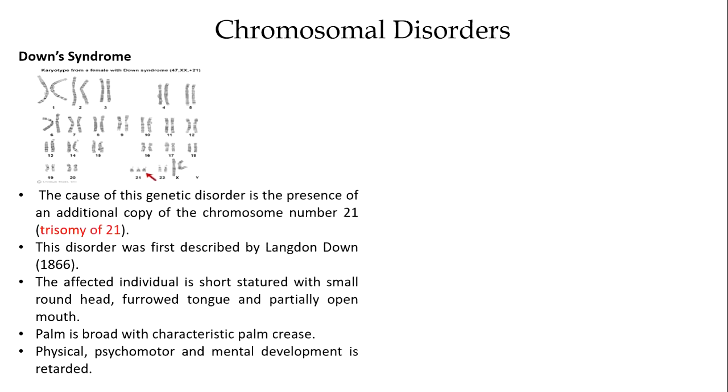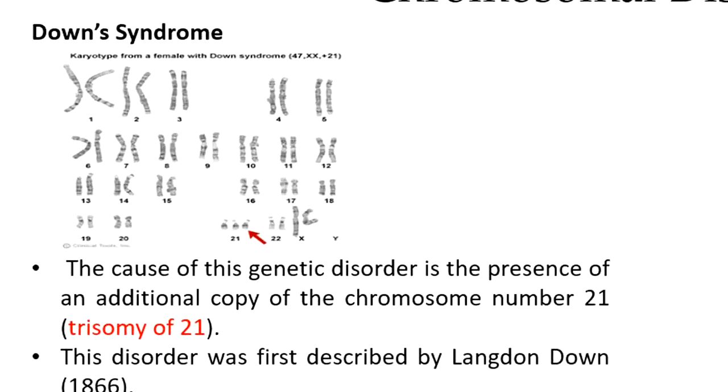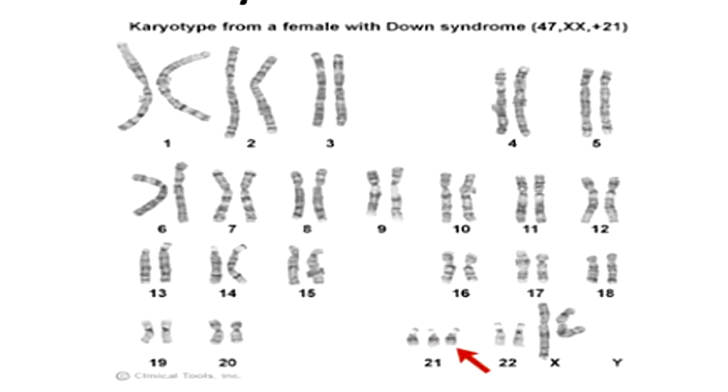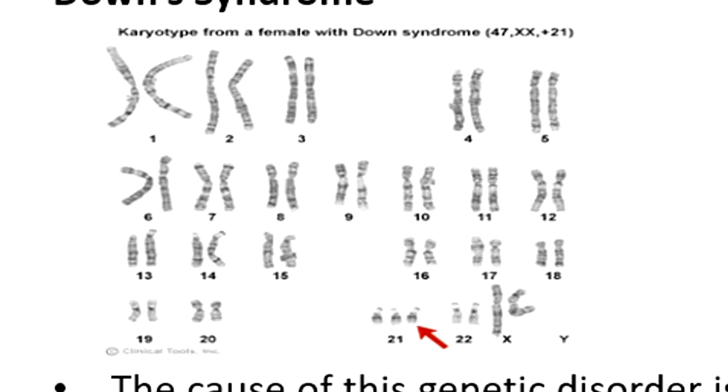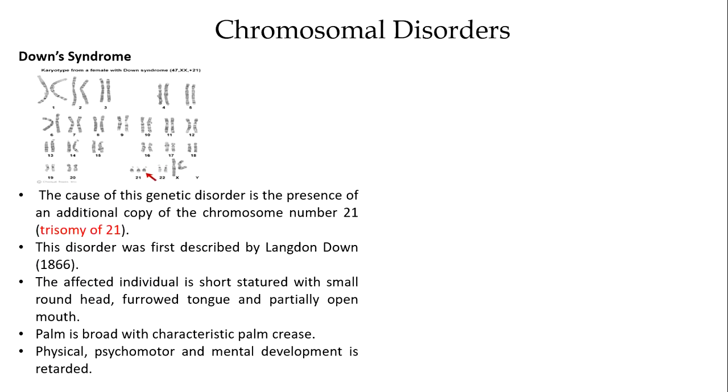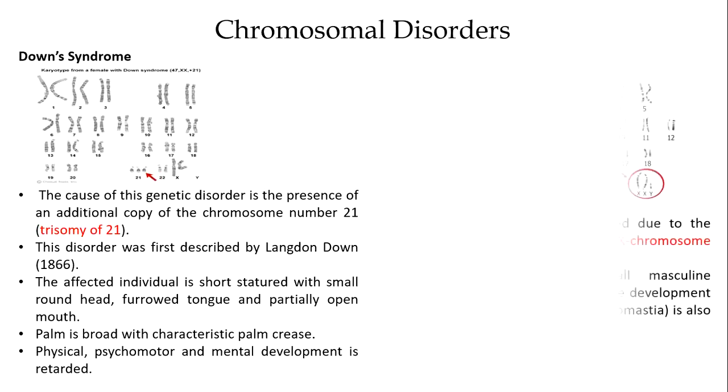Down syndrome. The cause of this genetic disorder is the presence of an additional copy of the chromosome number 21, trisomy of 21. In the karyotype shown here we can see that the individual has 3 copies of the chromosome number 21. This disorder was first described by Langdon Down, in 1866. The affected individual is short-statured with a small round head, furrowed tongue, and partially open mouth. Palm is broad with characteristic palm crease. Physical, psychomotor and mental development is retarded.